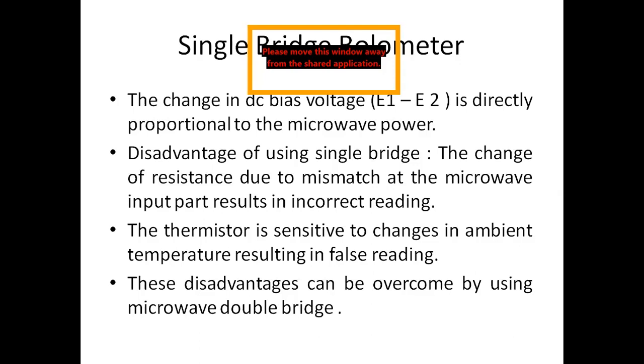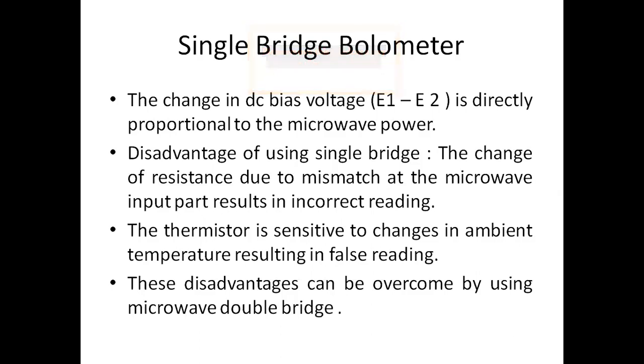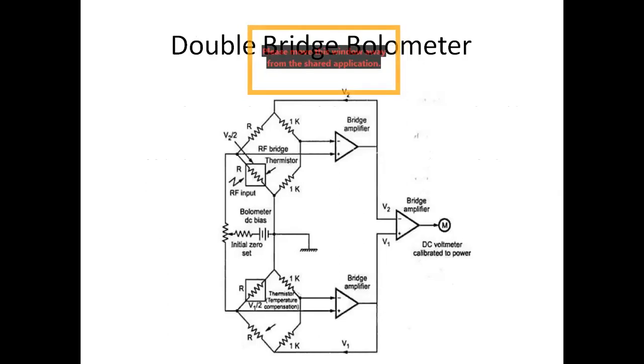The disadvantage of using a single bolometer bridge circuit is that it is generally very sensitive to the room temperature, that is, the ambient temperature. So many false readings will happen. To avoid these false readings, we move to the dual bridge bolometer.